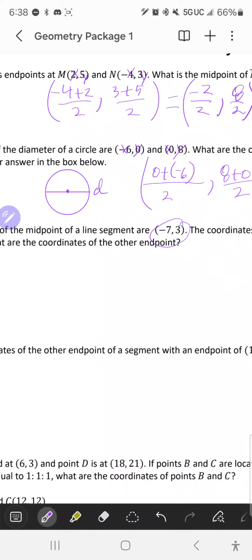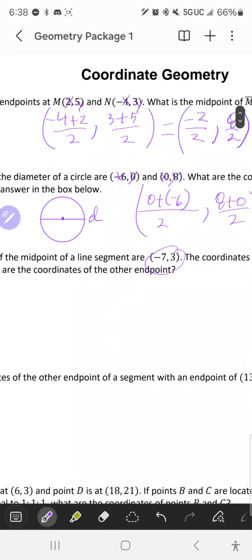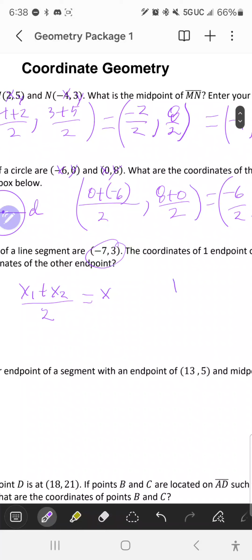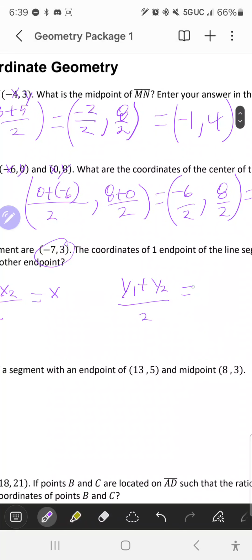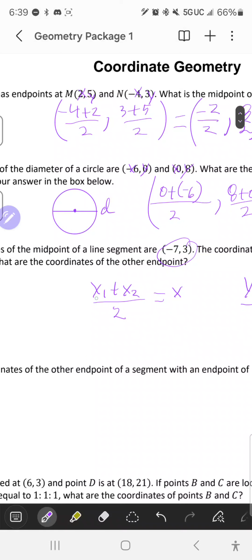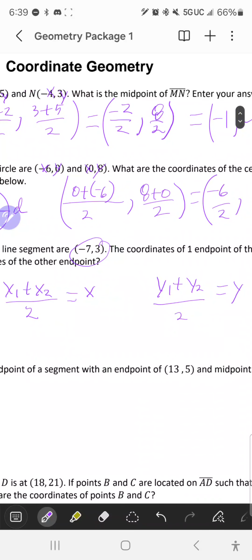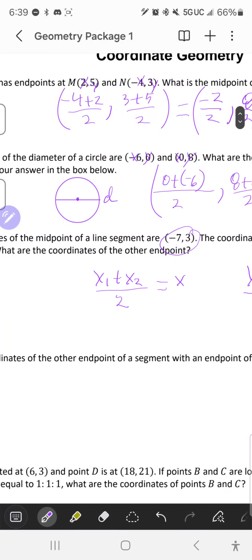What I always liked to do when I was taking this class was divide the formula in two. I know that for the x coordinate, my formula is x1 plus x2, or x2 plus x1, it doesn't matter, divided by 2, is equal to the x value. And for the y part it is y1 plus y2 divided by 2 is equal to the y value. Now we have one of the x's and the x value, and we have one of the y's and the y value. So we can solve for the other x value and y value. That will give you the coordinates.